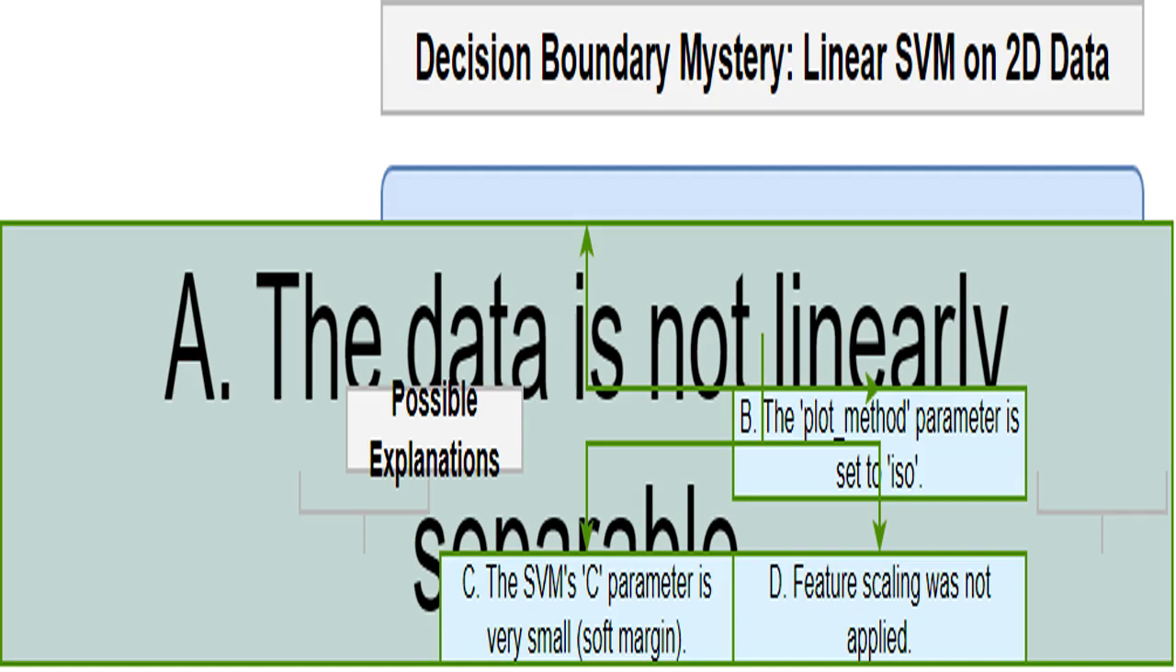The plot_method parameter in the DecisionBoundaryDisplay function determines how the decision boundary is displayed. If it's set to ISO, it creates contour lines, which can make a straight line appear curved, depending on the contour lines. It's like looking at a straight road from an airplane. The road might seem to curve because of perspective.